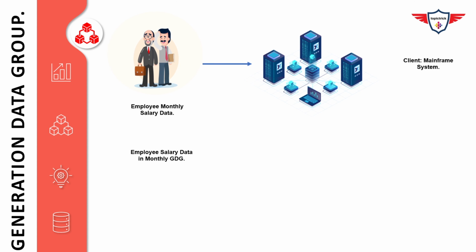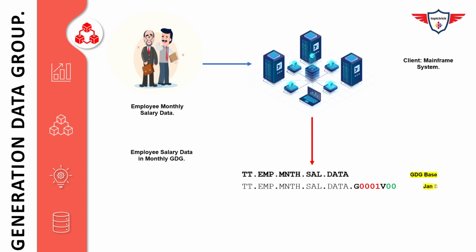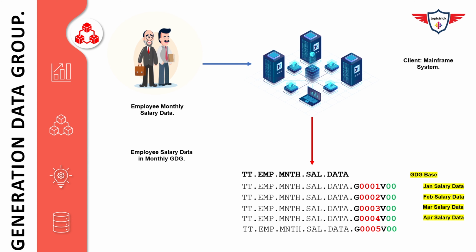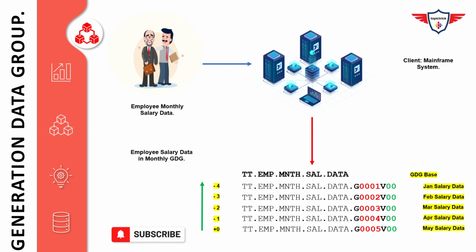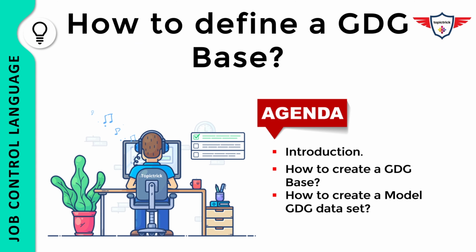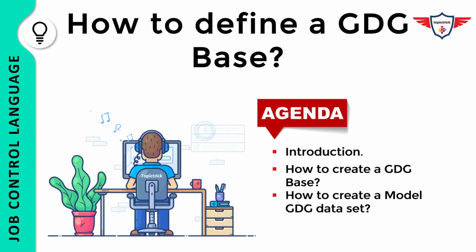A generation data group, or GDG, is a collection of two or more chronologically related versions of the same dataset. They are generally used to maintain the backup of critical data, for example, monetary transactions. And if something goes wrong, then you can easily restore the data from the GDG backups and redo the processing from the same point.